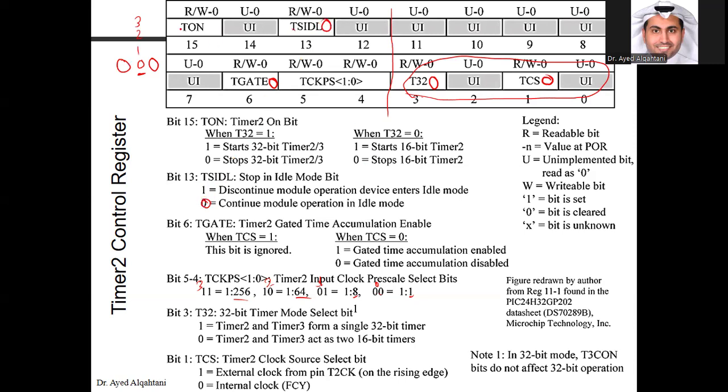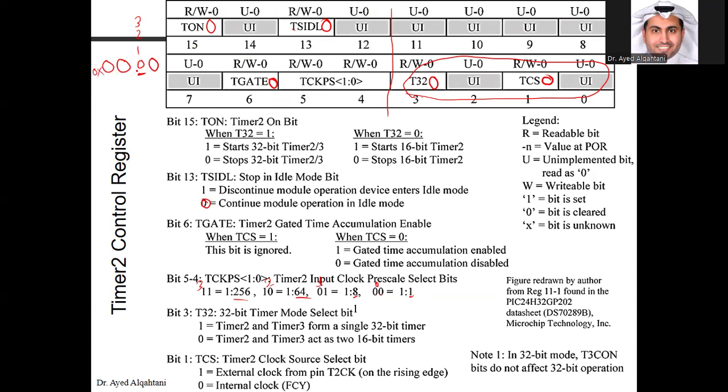And for the last one, which is the most significant bit, and you will notice this in other modules as well, it's the on bit. This is the timer 2 on bit. So if it is 0, then the timer is off. If it is 1, then the timer is on. When we configure the timer, we make it off at the beginning. So at that point, this hexadecimal digit will also be 0.